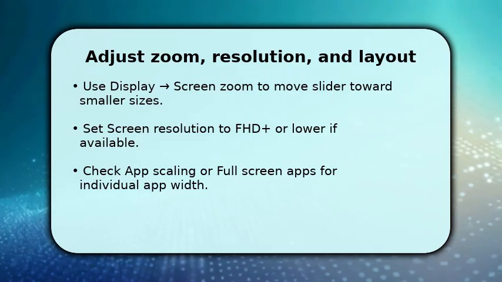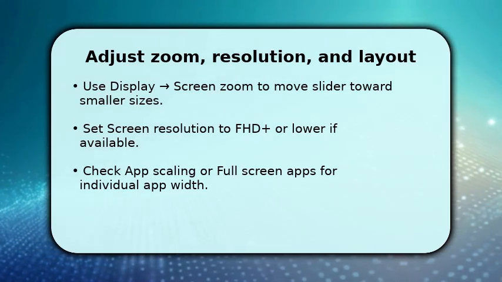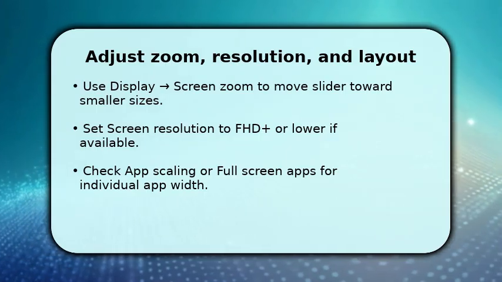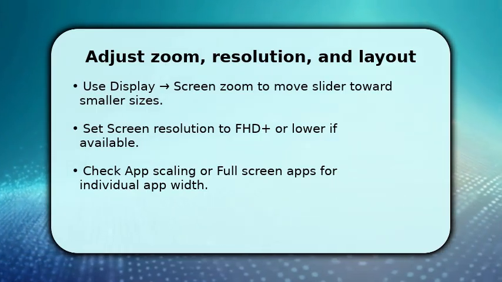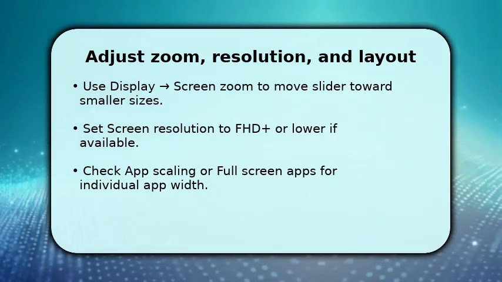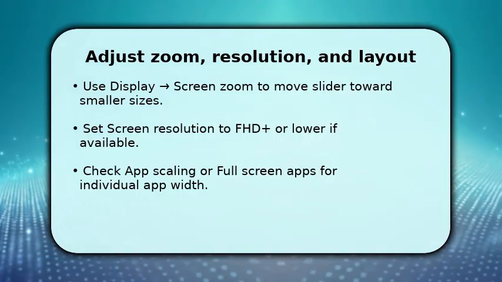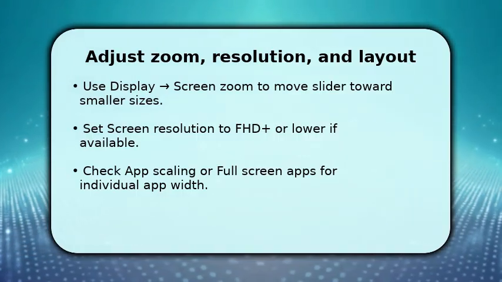Next, set screen resolution down to FHD+ or lower to decrease pixel density, which makes content appear smaller. Also open full screen apps or app scaling to adjust individual apps that ignore zoom. By combining zoom, resolution, and app scaling, you get a consistent, smaller screen appearance across the system.